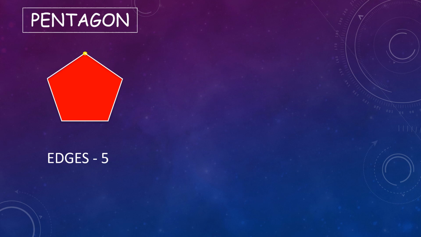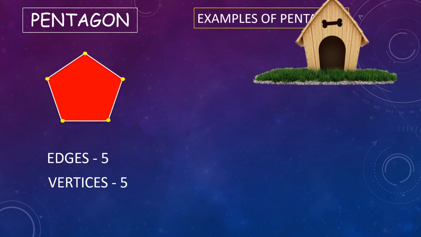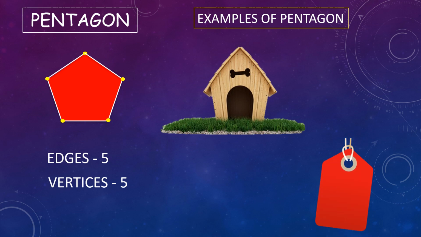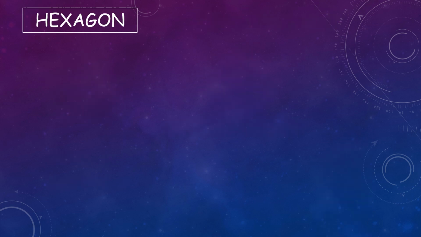Vertices. 1, 2, 3, 4, 5. There are 5 vertices in a pentagon. Now let us see few examples of pentagon in real life. Dog house, tag.